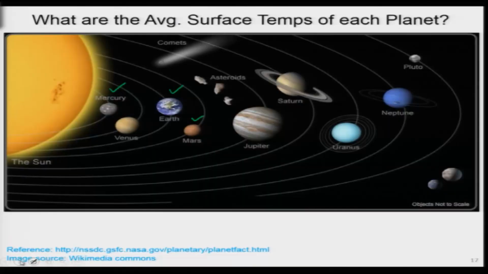Mercury, it is the closest, it should have the highest temperature, and as we go further away from the sun, because the amount of irradiation, that heat flux, should be reducing as 1 by r square of distance. So, when r increases, then the temperature we expect should actually reduce. So, let us look at those values.